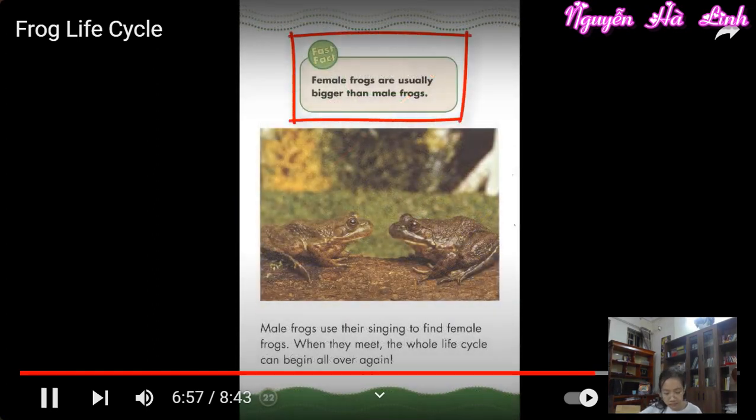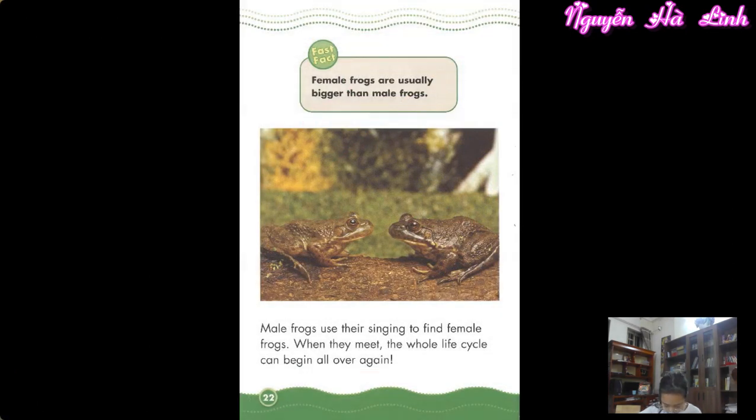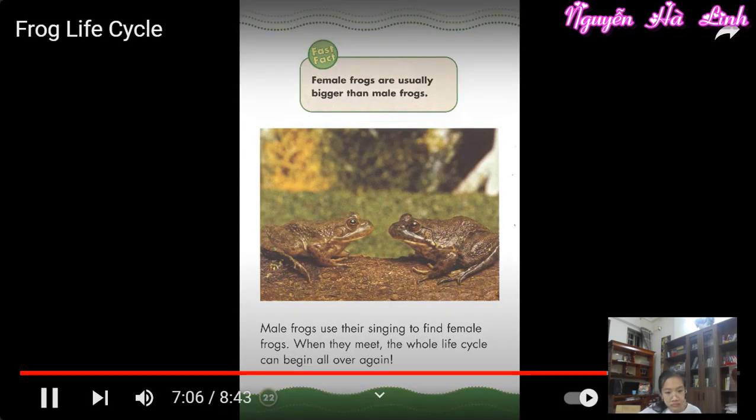A fast fact. Female frogs are usually bigger than male frogs. Male frogs use their singing to find female frogs. When they meet, the whole life cycle can begin all over again.